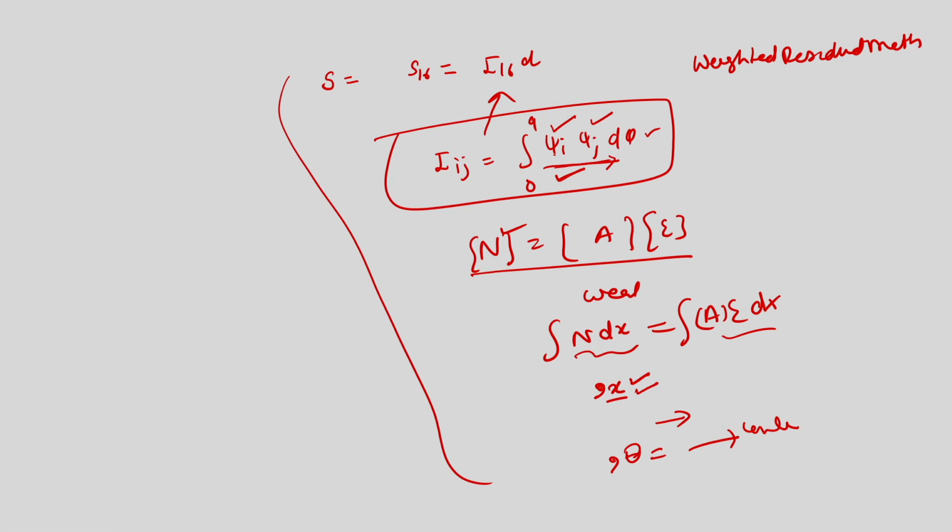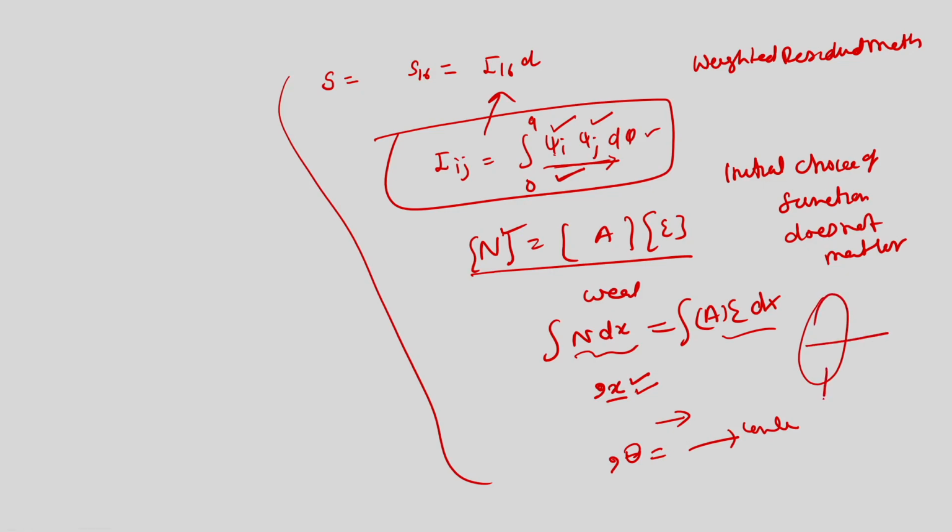So, this method has been applied and it is found that the initial choice of a function does not matter. It means the initial choice may or may not satisfy the boundary conditions, but the solution will converge fast. It is not mandatory to satisfy them at the start, because through the iterative procedure we can satisfy the boundary conditions and ultimately we get the final result.